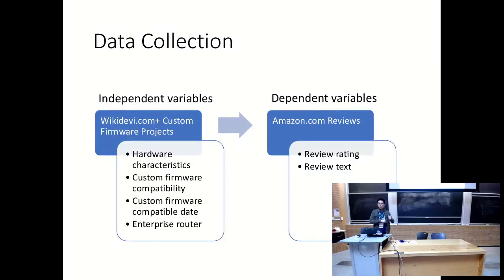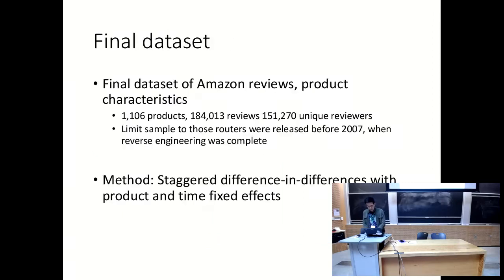From the matched sample of wikidevi.com, and I'm not just using OpenWRT, I was using LEDE and DD-WRT as well, I get the hardware characteristics, whether they're compatible with these custom firmware projects, and the dates that they became compatible. And then I collect the review ratings for each of these products as well as the review text. The final data set covers around 1,106 products. This is the intersection of Amazon.com and Wikidevi. There are 184,000 reviews by 151,000 reviewers.